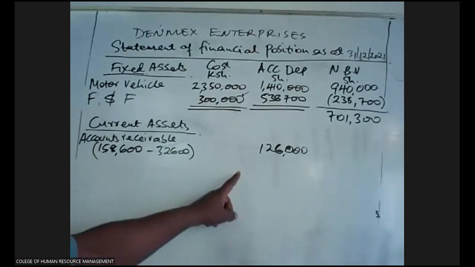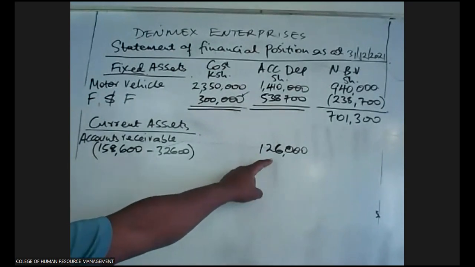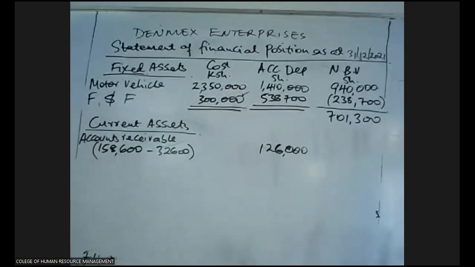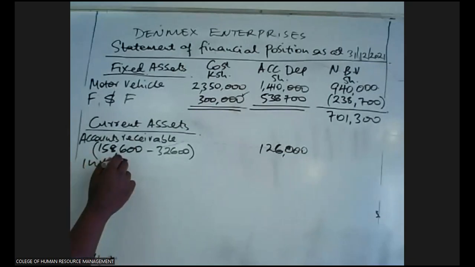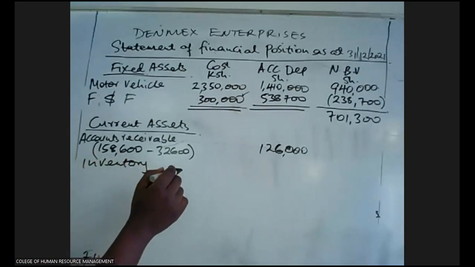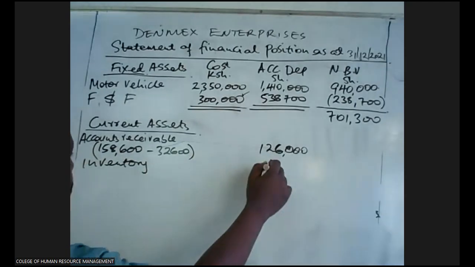So for the accounts receivable, this is what we shall expect to get after we have written off the bad debts that have been confirmed of that 2,600. That is done. What is another current asset? We have inventory. That is stock, 44,150.